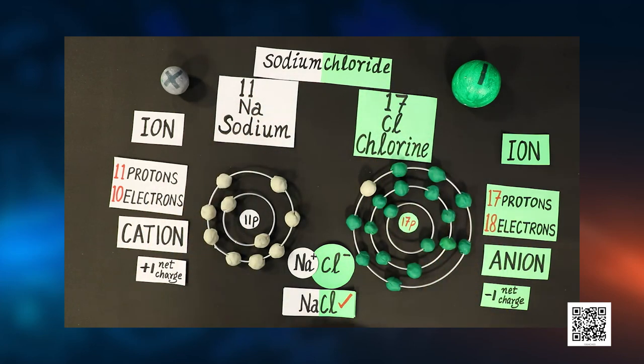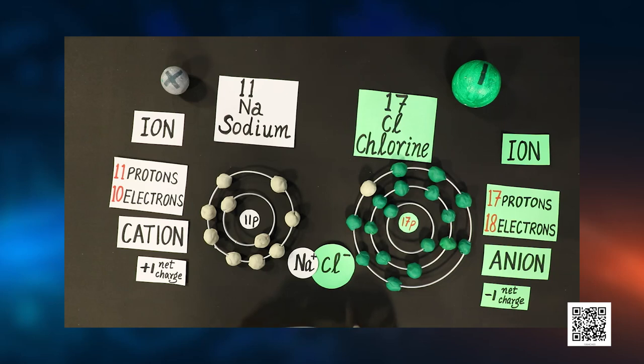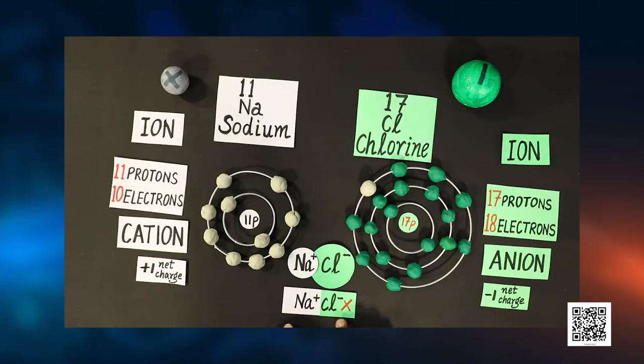Yes, NaCl. Sometimes the children end up writing the formula as Na plus and Cl minus. Well, children, keep it in mind. This is the wrong way of writing, because after they join together, the plus and minus charges cancel each other. So the formula becomes NaCl. So this is the correct way of writing the formula.